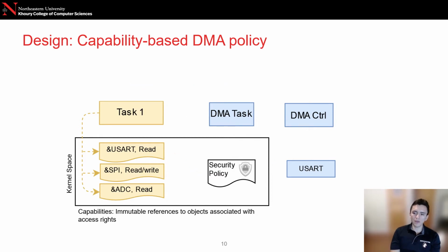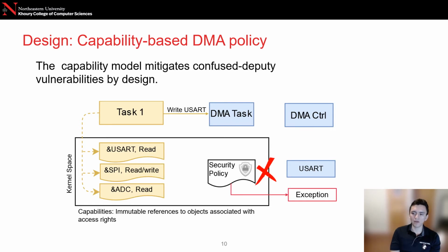On the other hand, if task number 1 requests to write on the USART peripheral through DMA, then the security policy validation fails because task number 1 does not own a capability with writing permissions on USART. Also, the failed validation will trigger an exception that is handled by DBOX.